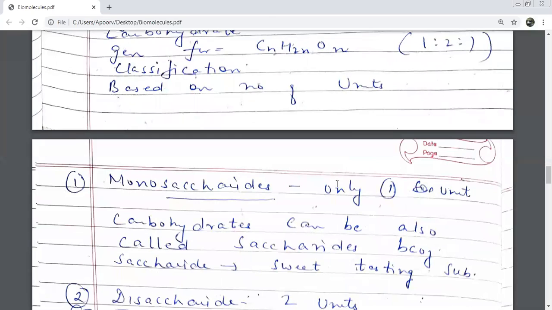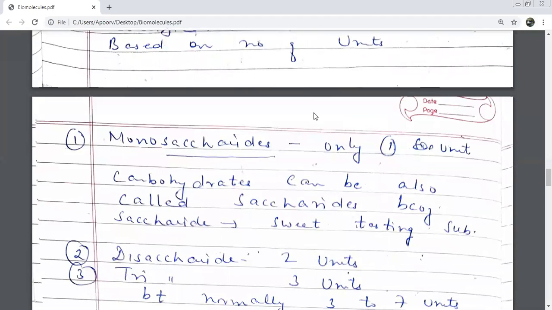Now come to the classification of carbohydrates. We can classify carbohydrates on the number of units. If only 1 unit is present, we call it a monosaccharide. What do we call it? Monosaccharide.